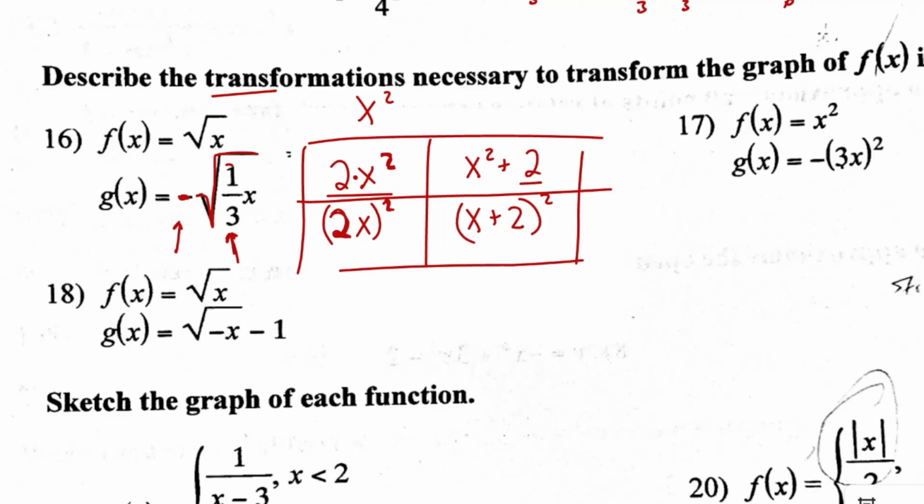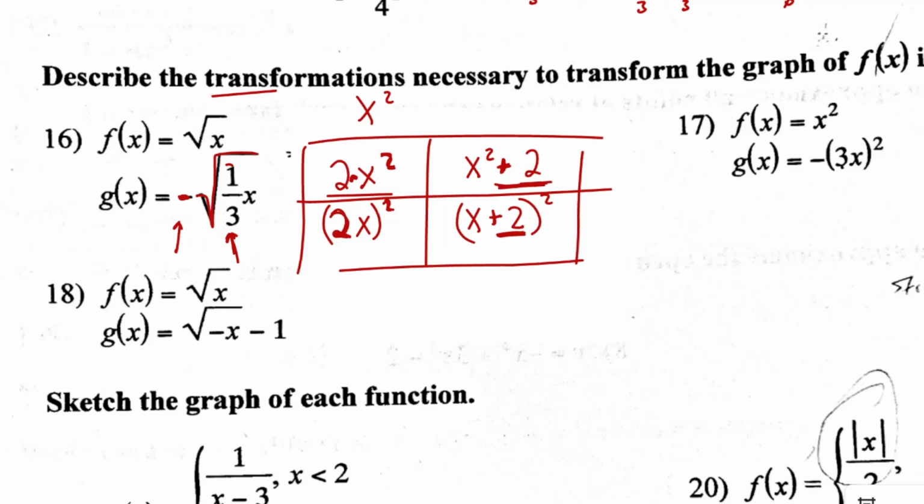This one, the 2 is added and it's outside, so it's a vertical, and because it's added, it's a shift. Outside is vertical, multiply is stretch, added is shift. This one's outside and added, it's a vertical shift up 2. Inside is horizontal, added is shift, so this one is left 2.